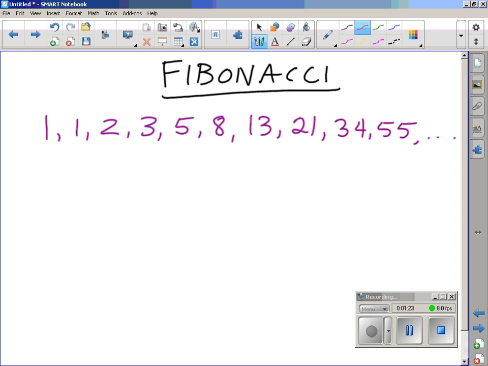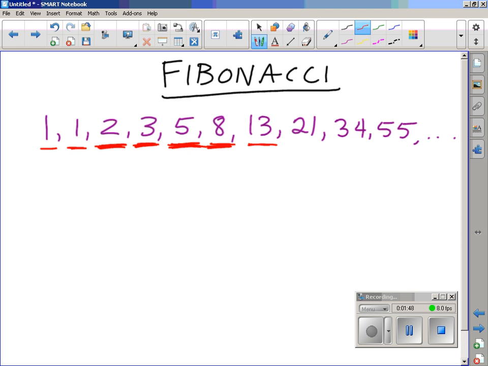The Fibonacci sequence says this. To get any term, I add the two terms in front of it. 1 plus 1 is 2. 1 plus 2 is 3. 2 plus 3 is 5. 3 plus 5 is 8. 5 plus 8 is 13. That's the Fibonacci sequence, and it's so cool.